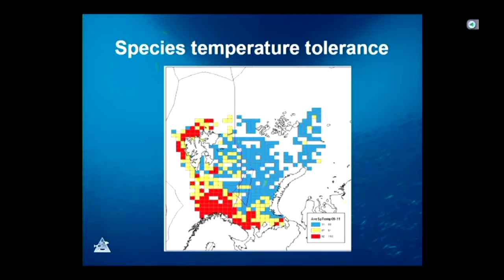In this case, it is also stacked by year, so we are taking the average over many years, and we see that we have an Arctic and a boreal distribution of species all through the community.